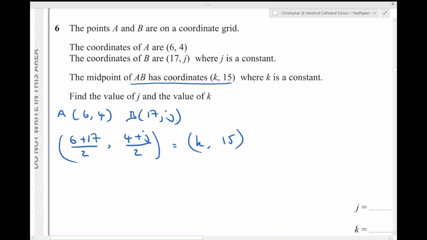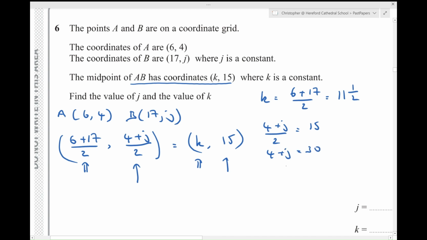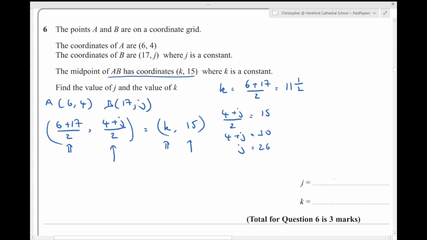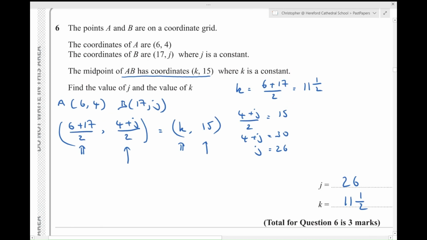So we know that (6 + 17) / 2 is equal to K. Okay, K equals (6 + 17) / 2. Well, on my calculator, that gives me 11.5. So I found K. And it also means that (4 + J) / 2 is equal to 15. Now that's just an equation. 4 + J equals 30. So J is 26. So my answers are that J is 26 and K is 11.5. And that is question 6 done.